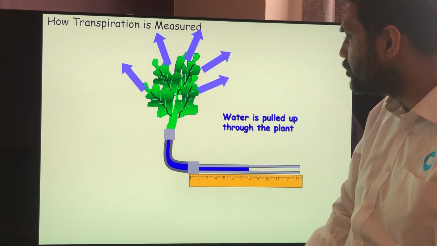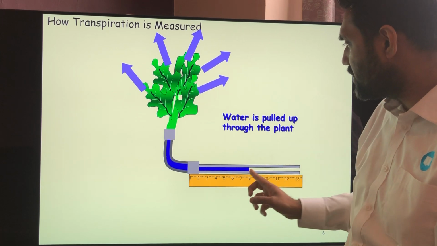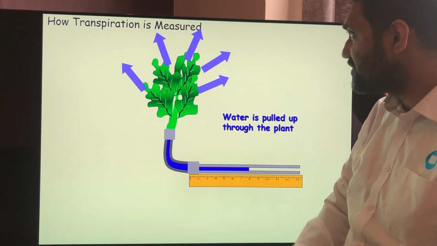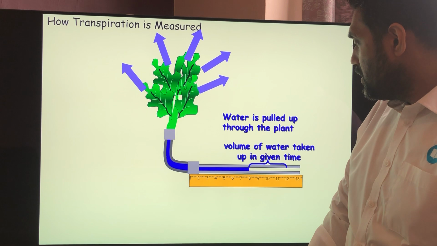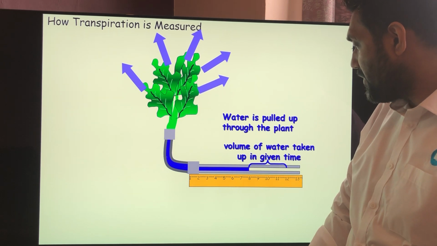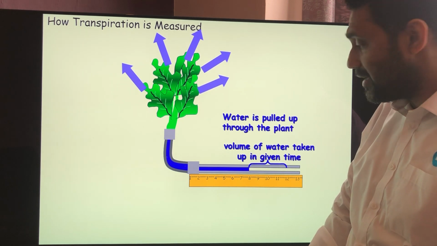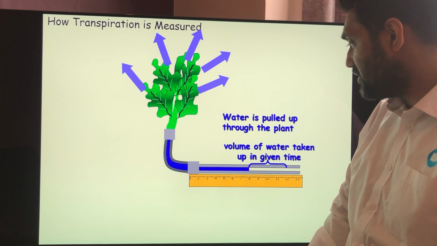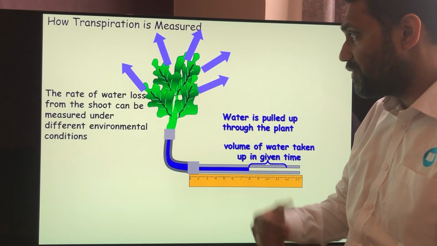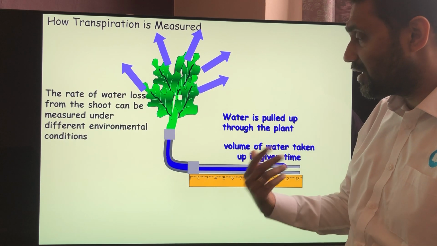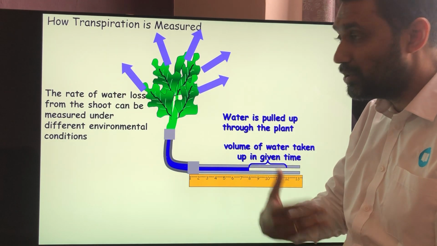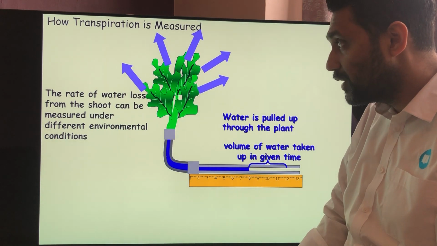Now, as you can see, the water gets pulled up through there and you can measure the distance it's moved. So that's the volume. If I measure the surface area times the length, pi r squared times the length will give me the volume. And I do it over a certain amount of time, and that'll give me the volume per hour or per minute, or whatever calculation you want to do.